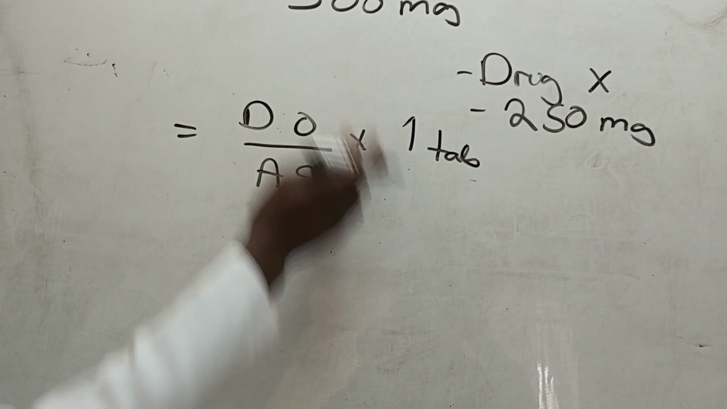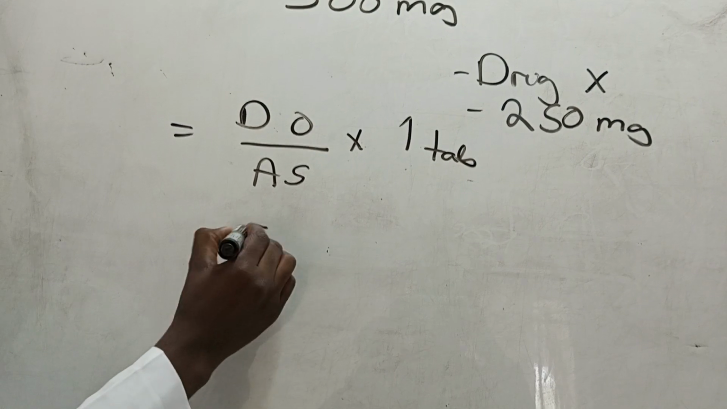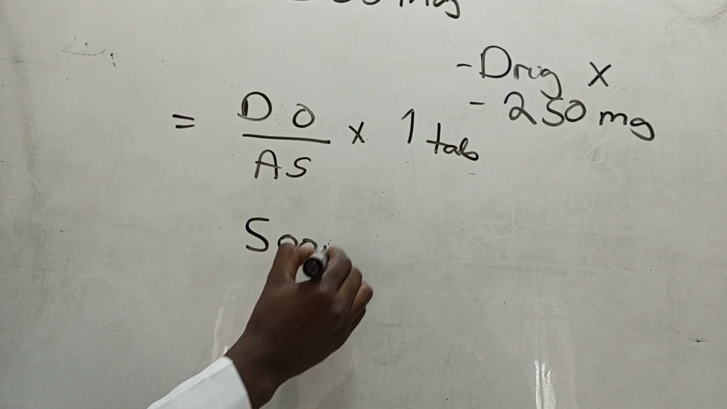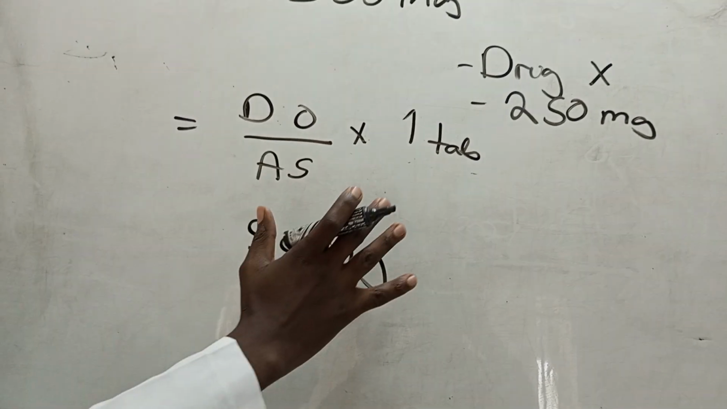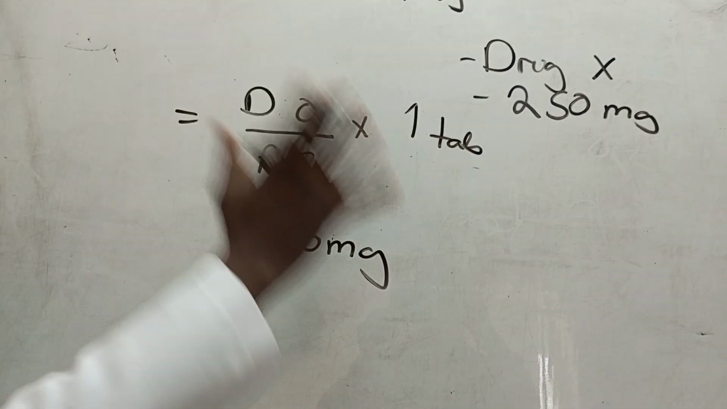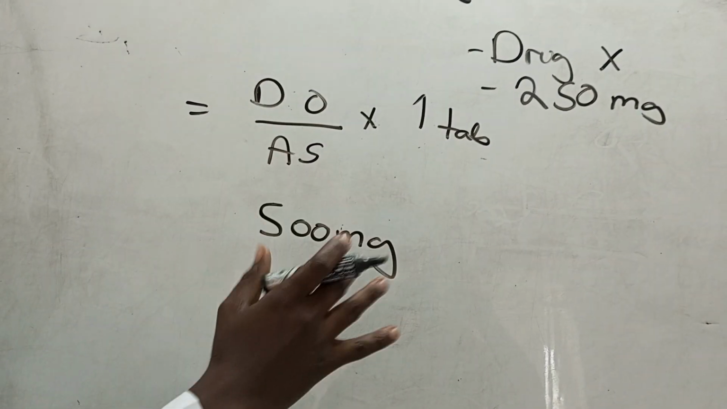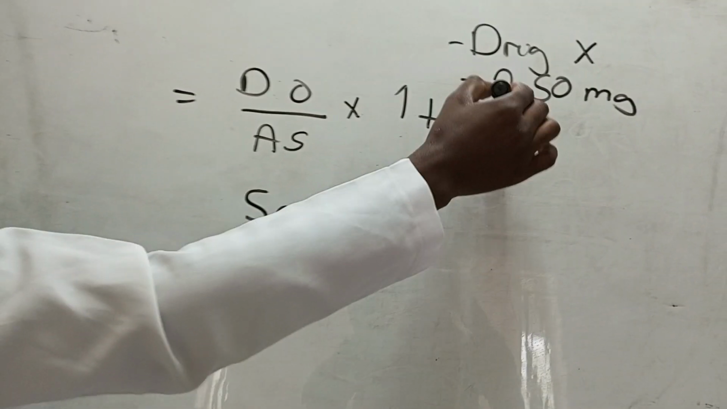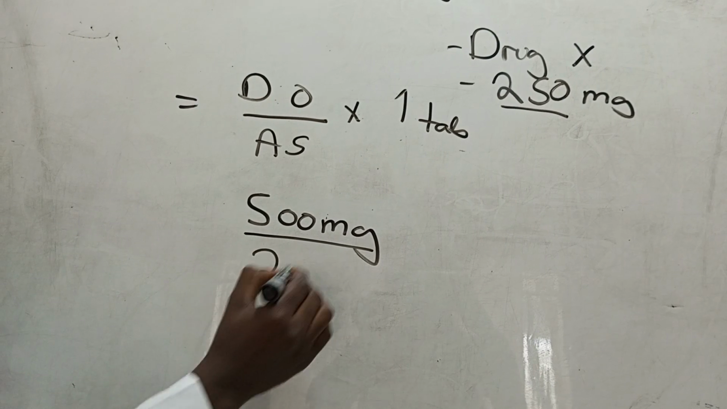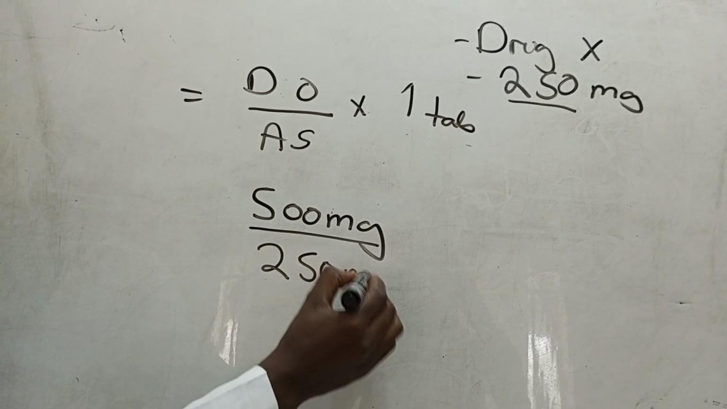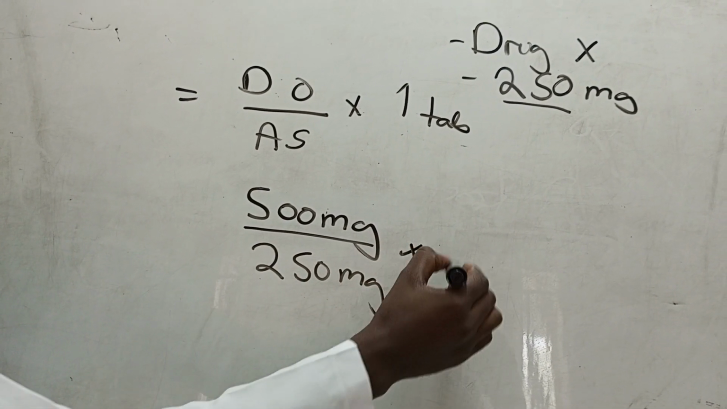So what has been ordered is 500 milligrams, so we are going to say 500 milligrams over the available stock. The available stock or available strength is something you have in a particular ward. So for example, here we have 250 milligrams, so we say 250 milligrams, times the 1 tab.